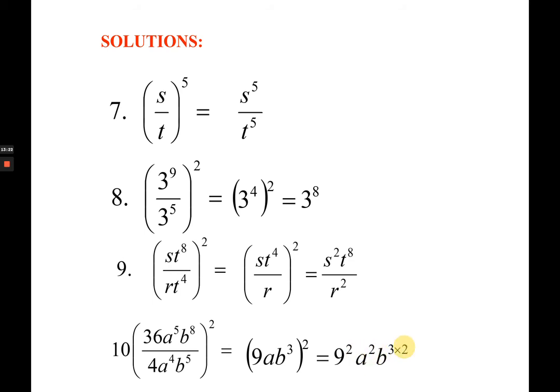This is already simplified. 3 times 2 is 6. 81, and then a to the 6. That's the second set of your laws of exponents, and there's more.